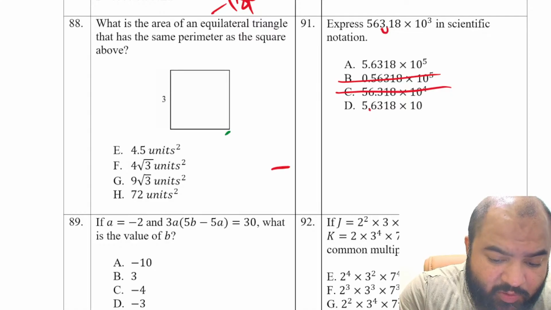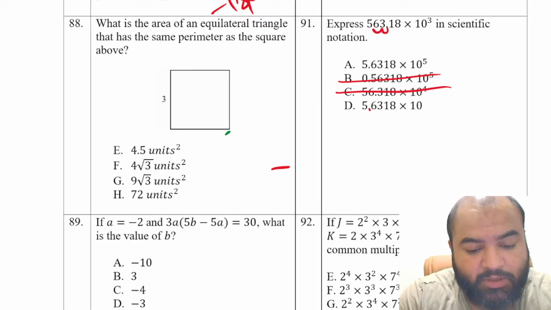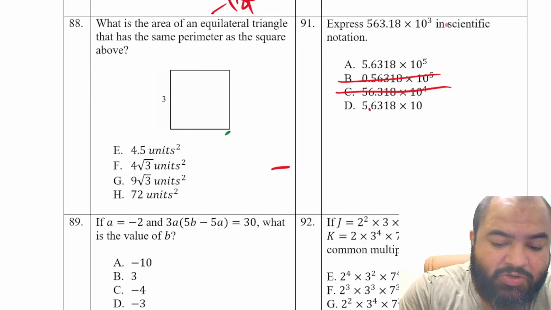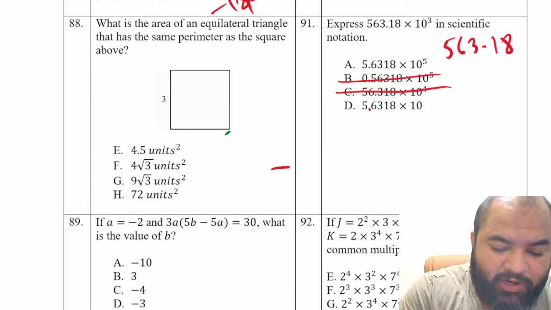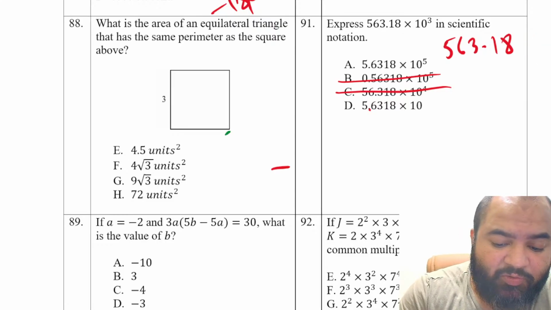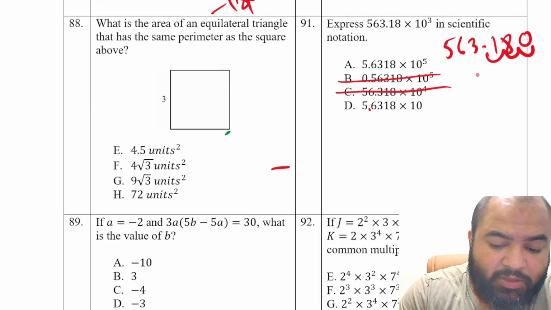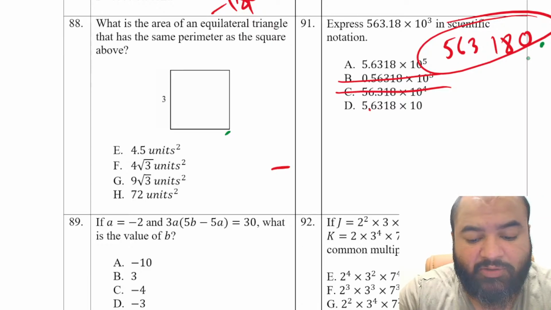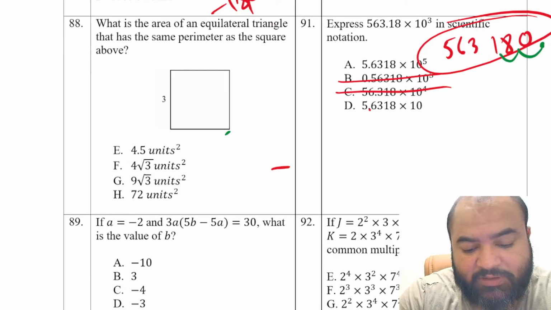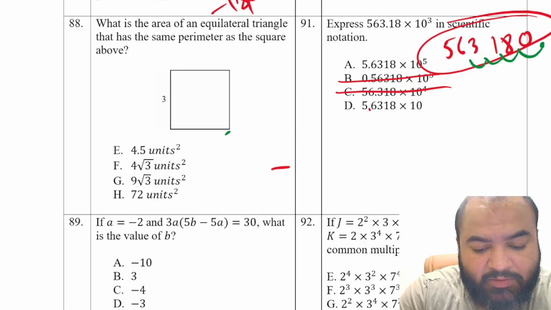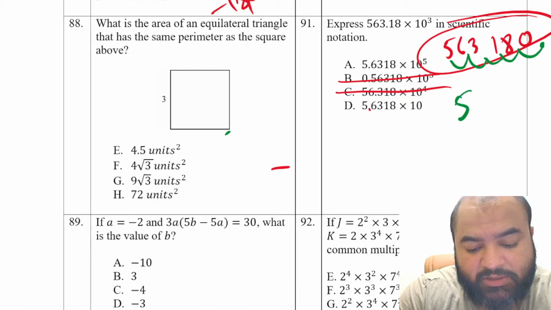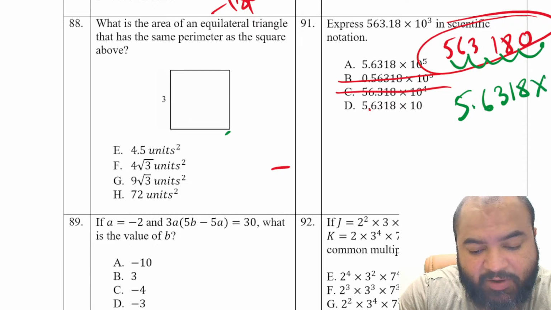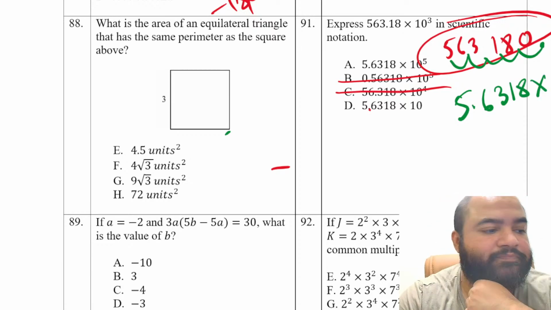First of all, you see there's a 10 power 3. So you multiply 563.18 times 10 power 3. 10 power 3 means like 1,000. When you multiply by 1,000, you move the decimal 3 times. So it's 563,180. Now let's make it scientific. The decimal is at the end always. I have to move it 1 time, 2 times, still not scientific. 3, 4, 5 times. So it's 5.6318 times 10 power 5 because I moved it 5 to the left.